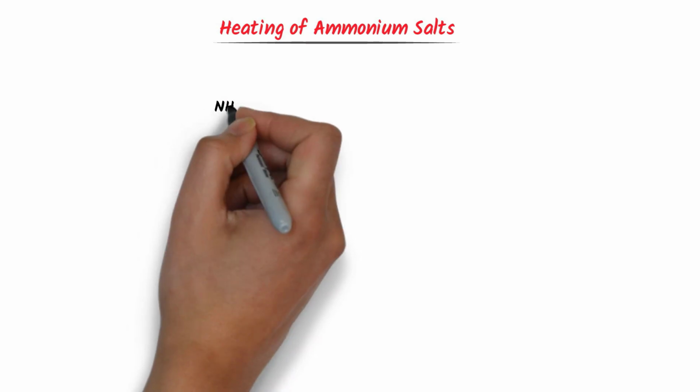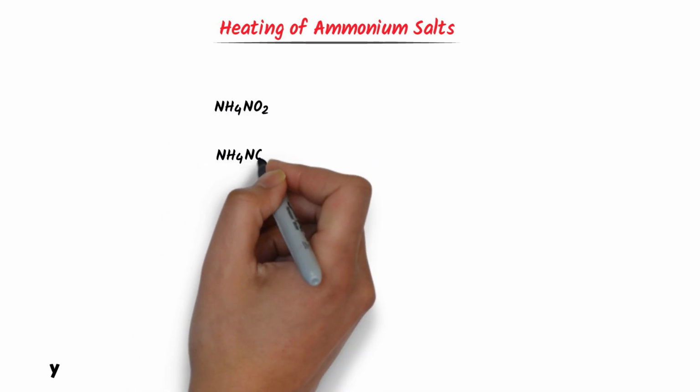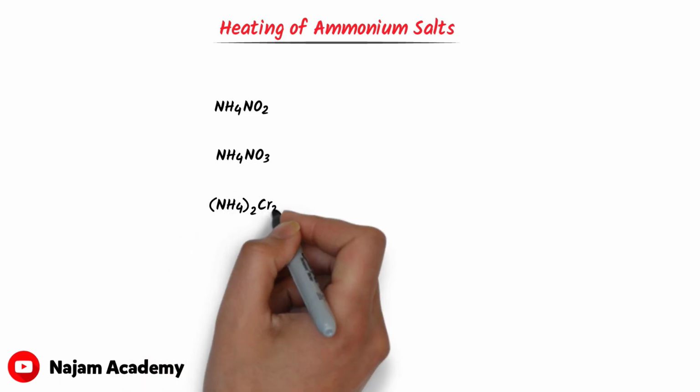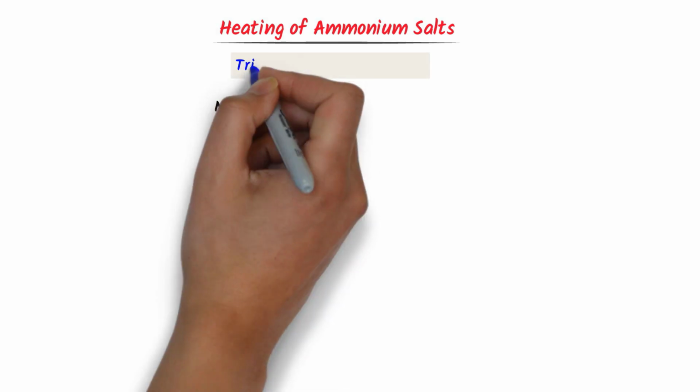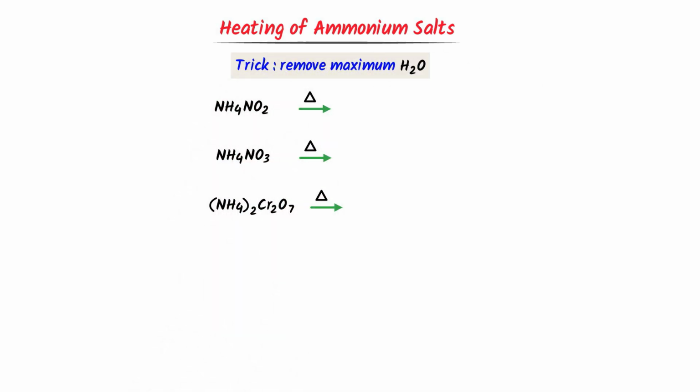Now we will learn important reactions of heating of ammonium salts. Let's consider ammonium nitrite, ammonium nitrate, and ammonium dichromate. What would be the product if they are heated? Well, the easy and common trick is to remove maximum water molecules from the given salts.